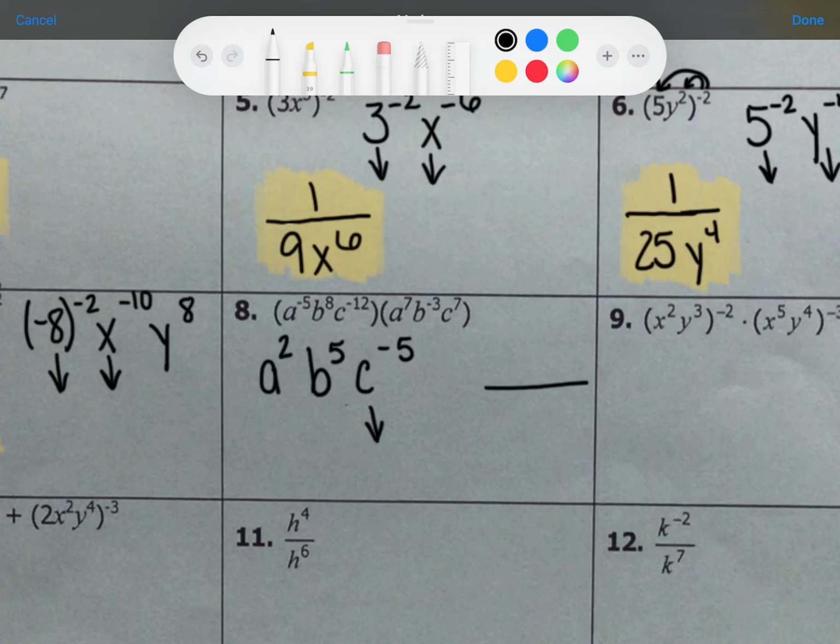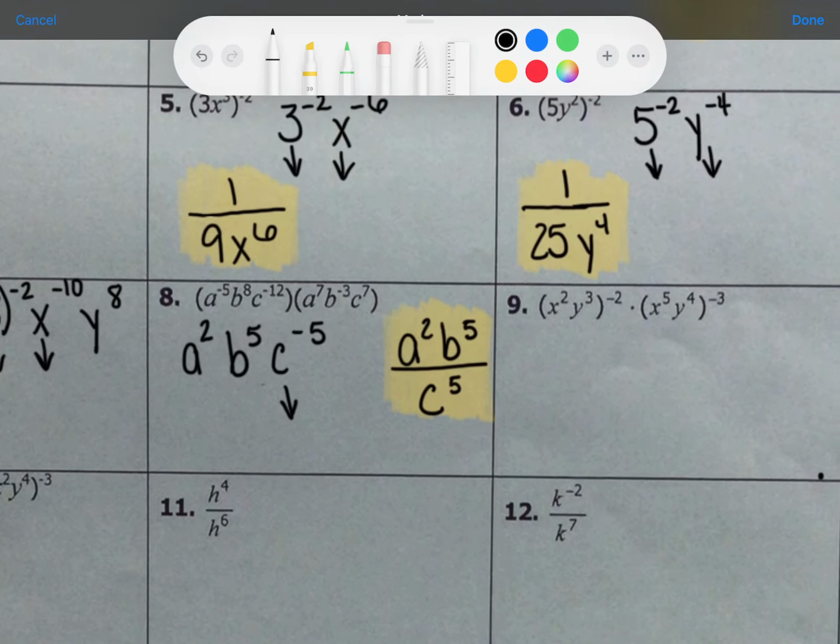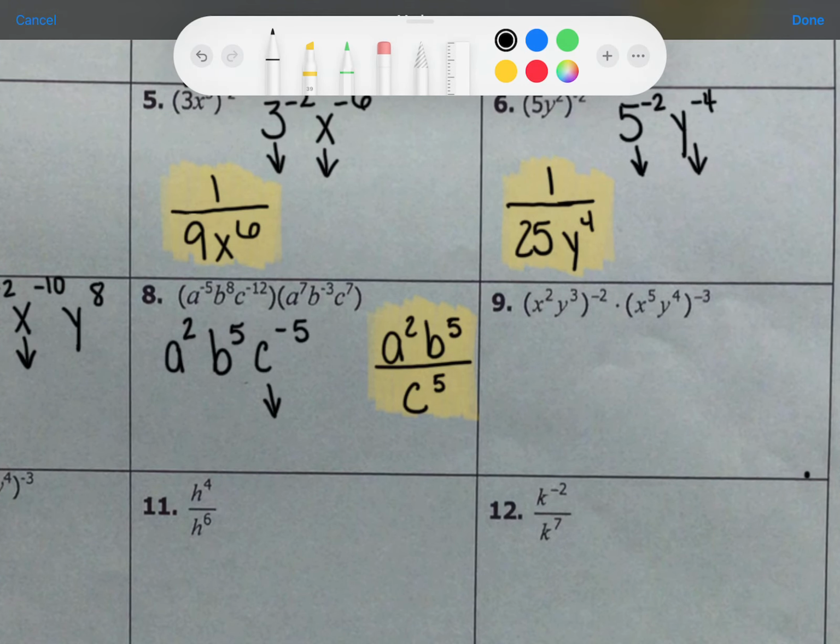So draw your fraction bar. A squared, B to the 5th stays. C goes to the bottom, and it magically becomes positive. Did you get it right? Fantastic.